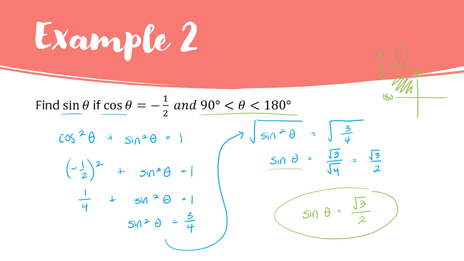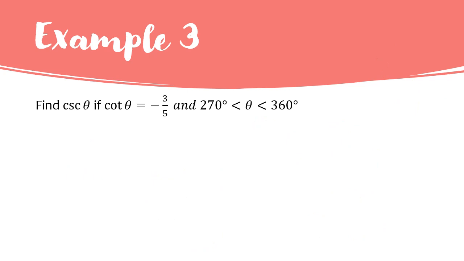Okay, one more quick example. This time cosecant of theta is what we're finding. We're given cotangent of theta is equal to negative 3/5. And of course we're given that theta should be between 270 and 360 degrees. So as a quick reminder, that's going to be our quadrant 4, where of course x values are positive and y values are negative.